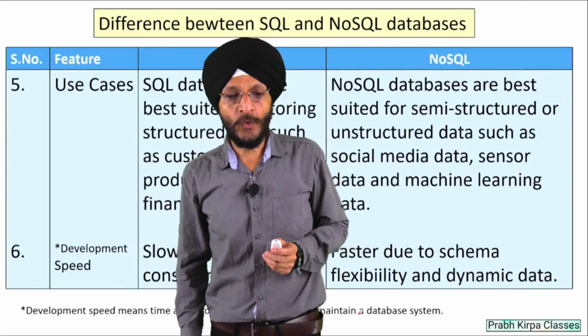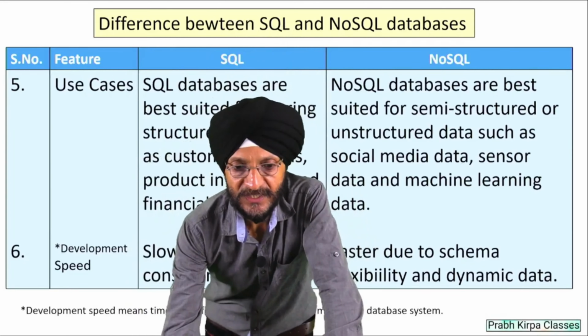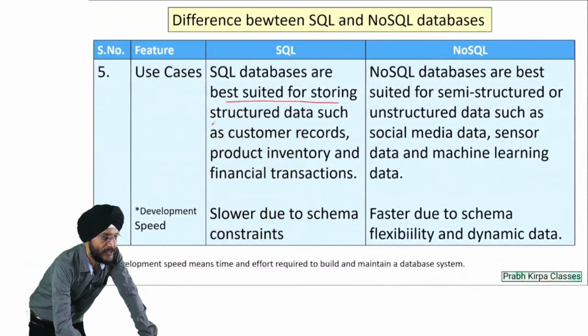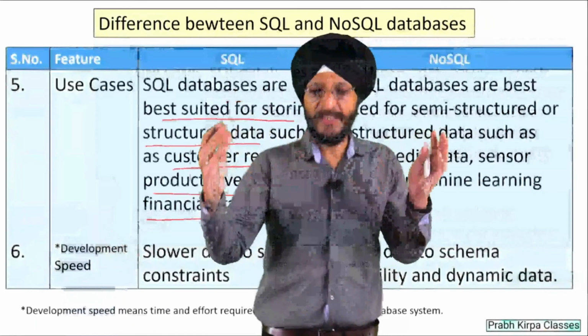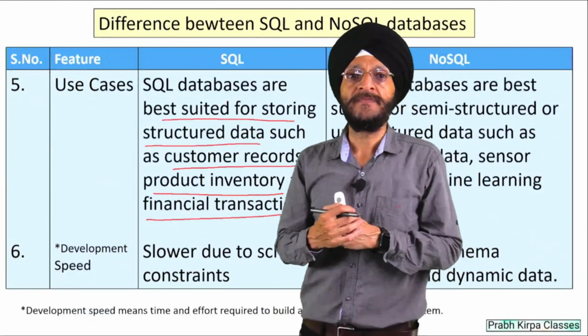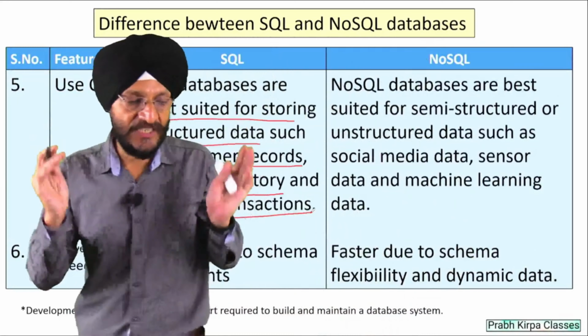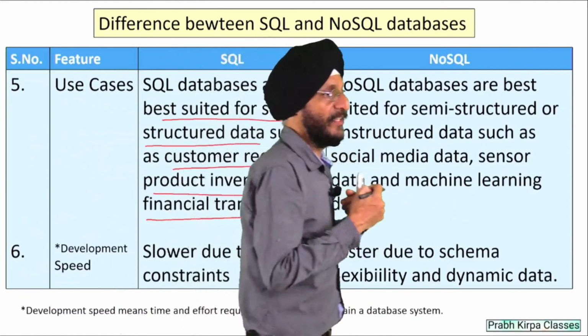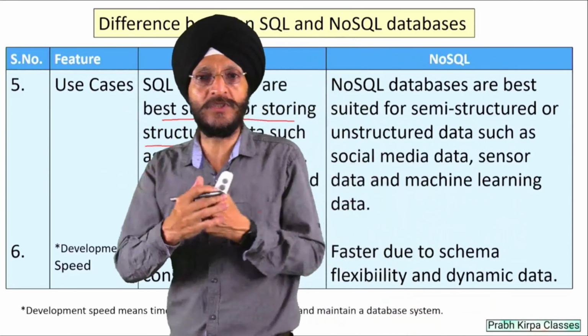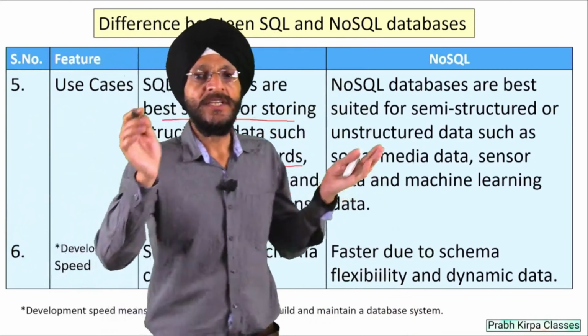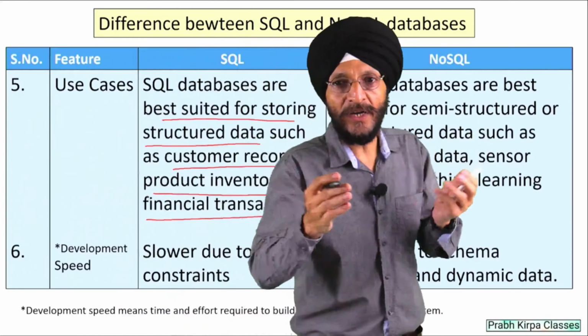Next point is use cases. SQL databases are best suited for structured data. We give the examples of structured data. These are customer records, product inventory, and financial transactions. Whereas NoSQL databases are best suited for semi-structured or unstructured data. And the examples of the same are social media posts, reviews, hashtags, audio video files.